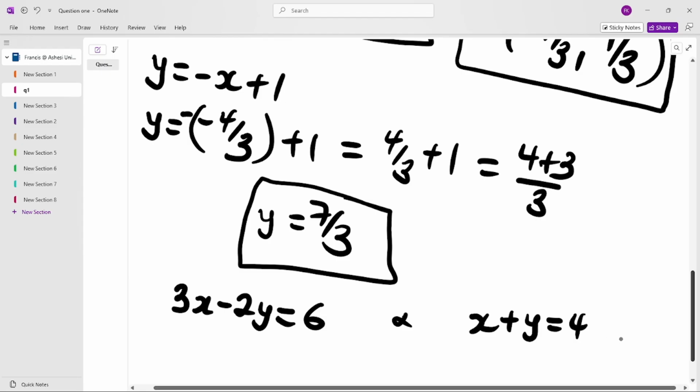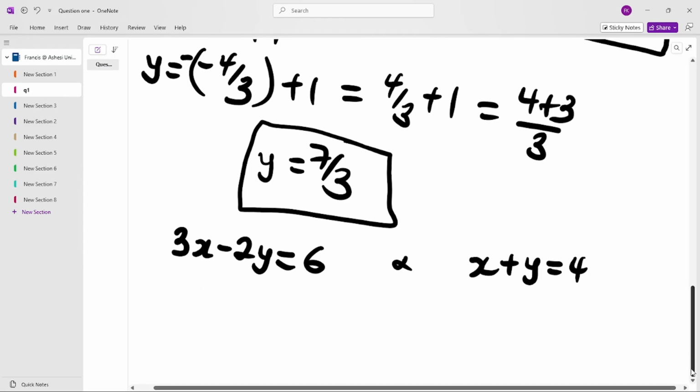The first thing that you need to do is to make sure that you have it in the form y is equal to mx plus c. So I'm going to convert this one to the format mx plus c. I'm going to have negative 2y. So I'm basically making y the subject, equal to negative 3x, because positive 3x is going to the other side, plus 6.